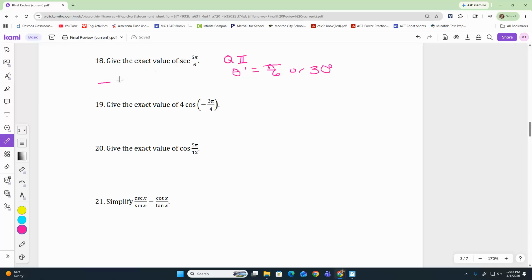Radical 3 over 2. So secant would flip it. So we get -2 radical 3 over 3. And please fix anything as we go through if you need to.